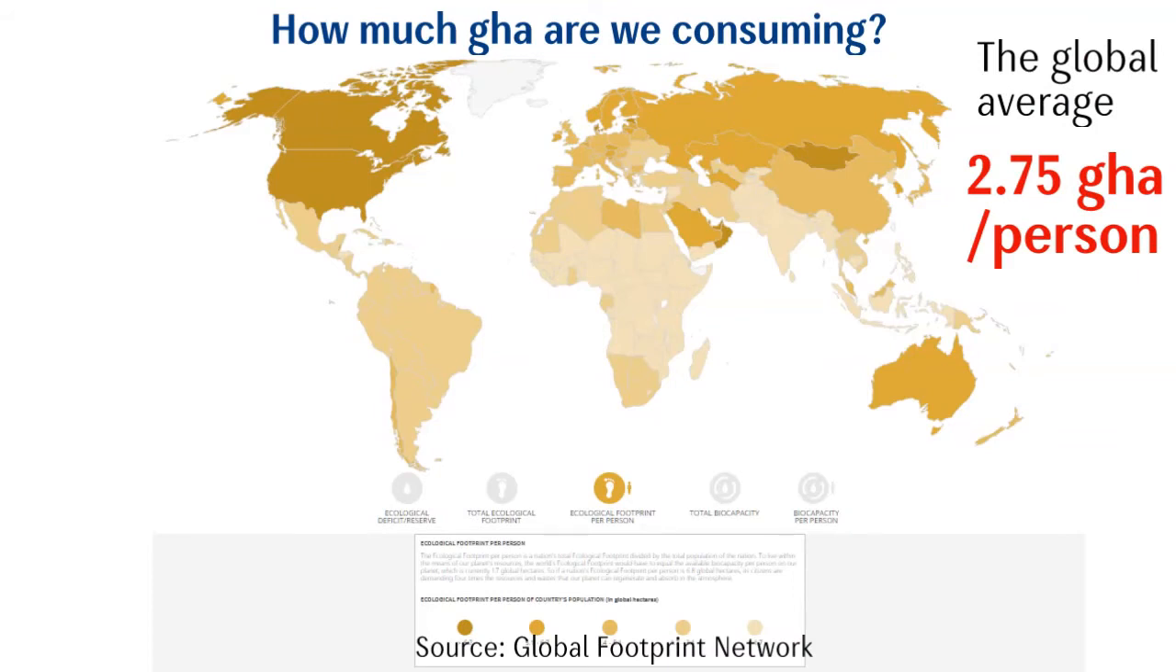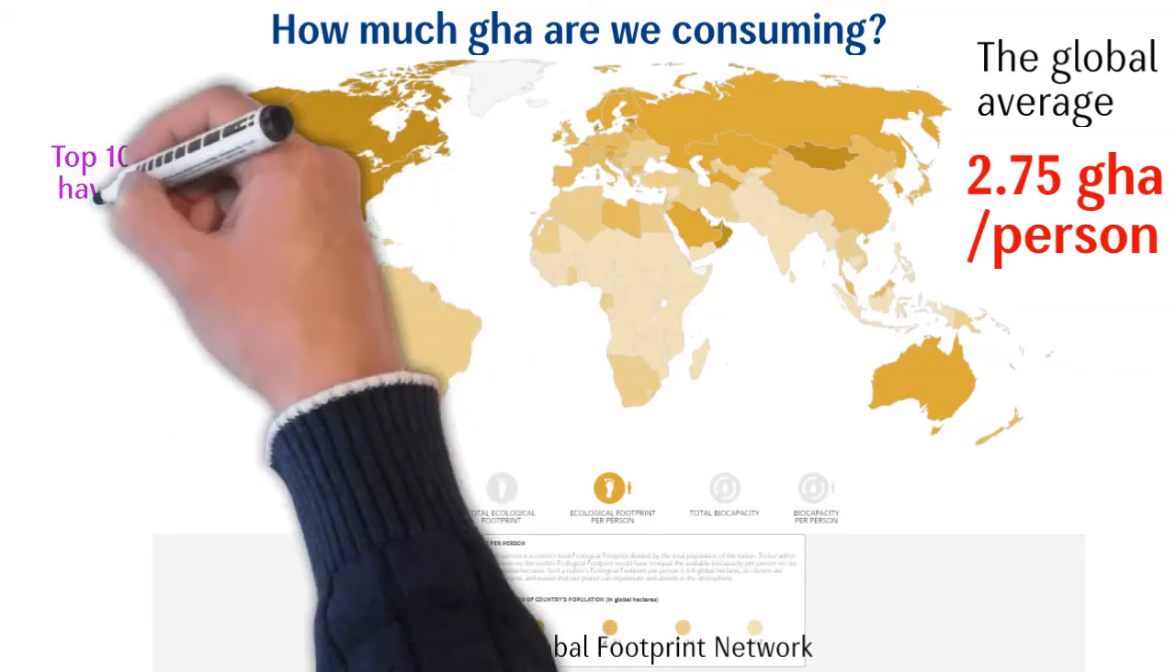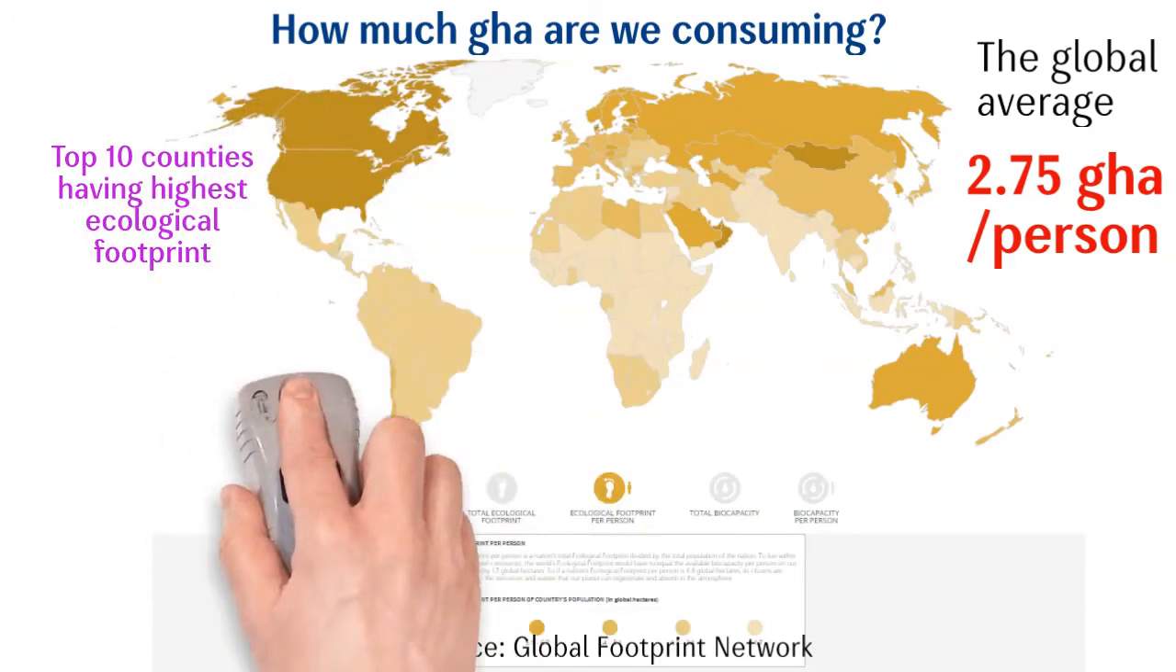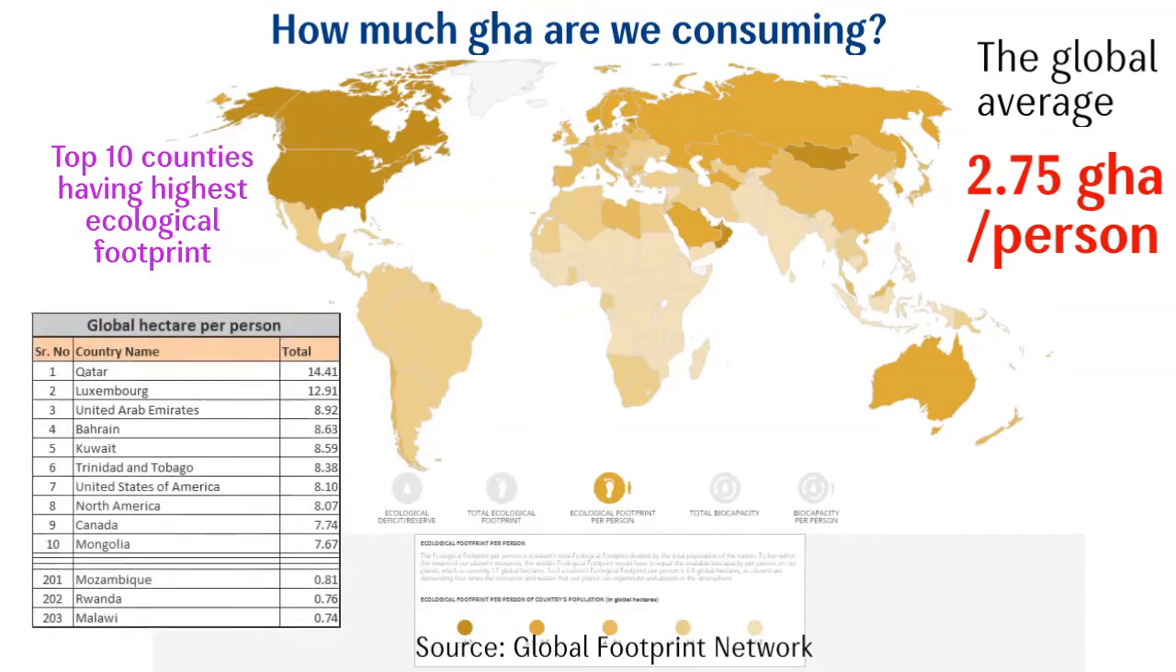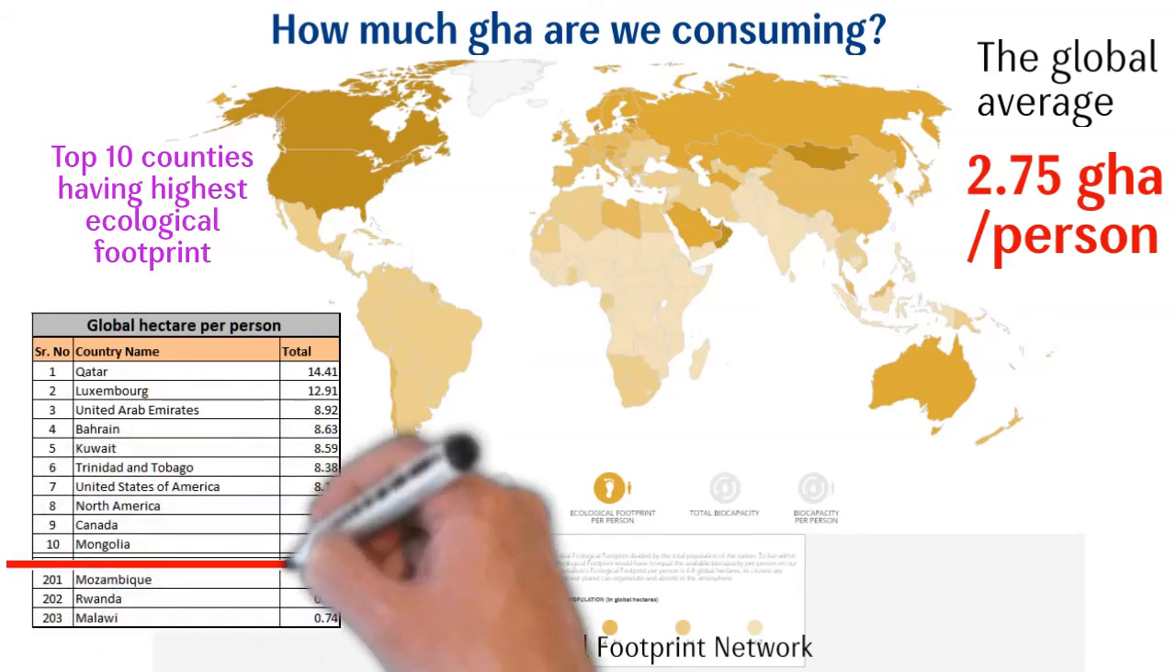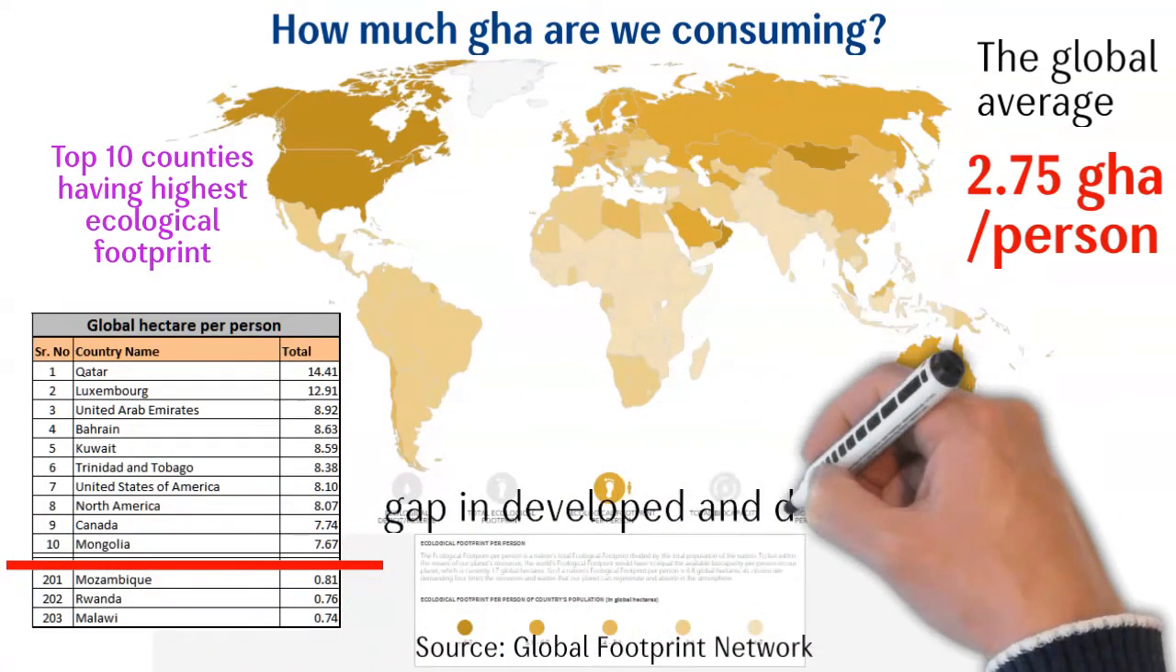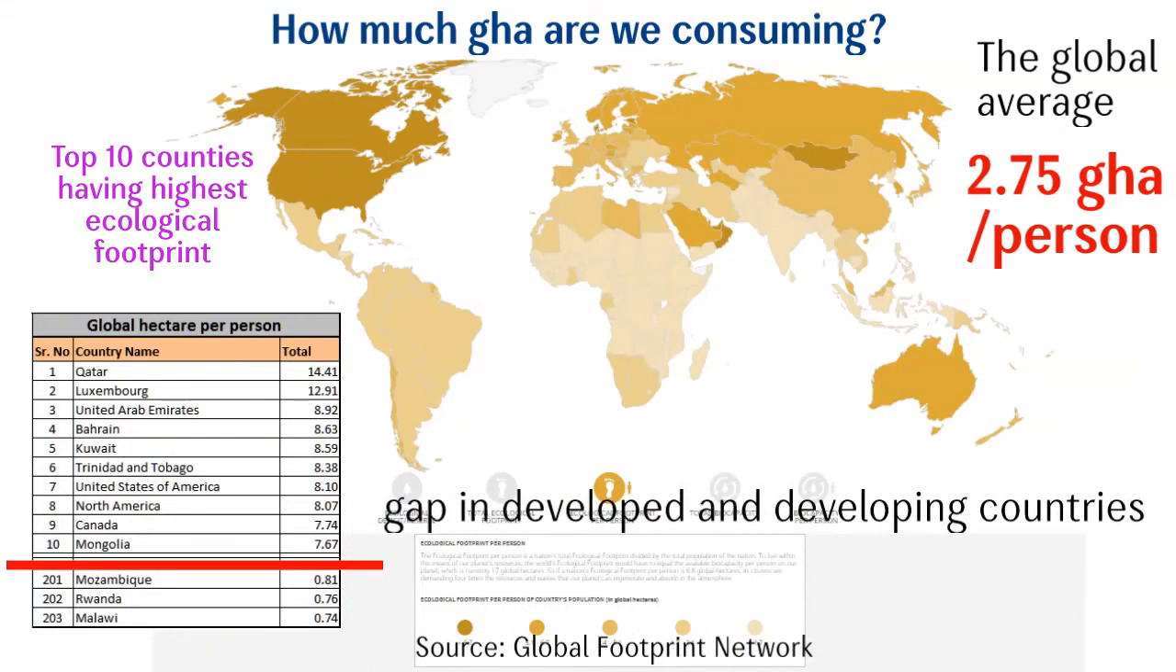Though this number of 2.75 global hectares per person does not seem daunting, it is a lot more serious thing to worry about, because this 2.75 global hectares is an average for the world population. If we consider the gap between developed and developing countries, it will show that people in developed countries are using a lot more resources compared to poor nations.